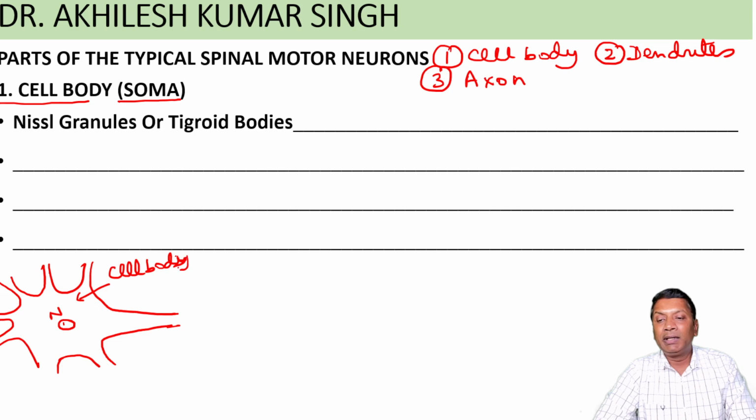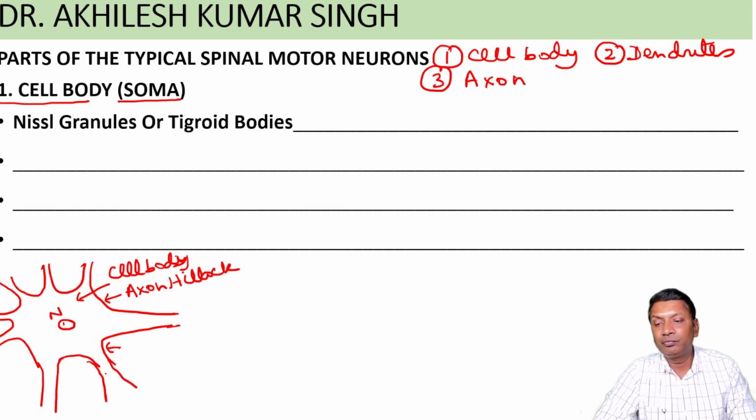Then the thickened part of the cell body. This is the thickened part of the cell body. This thickened part of the cell body is called as axon hillock. So axon hillock is the thickened part of the cell body. Then these processes which are coming out from the cell body are called as dendrites. So the typical spinal motor neuron is an example of multipolar neuron. So these are dendrites.